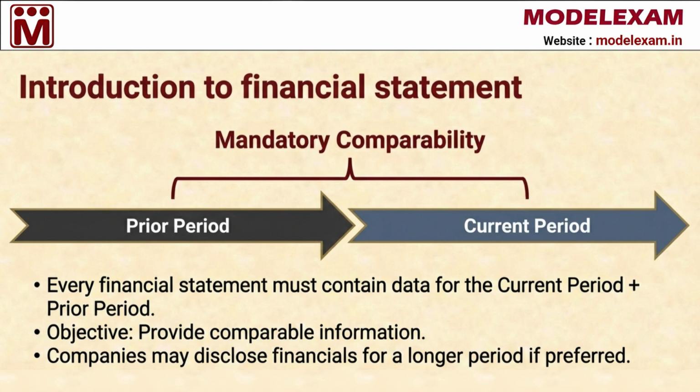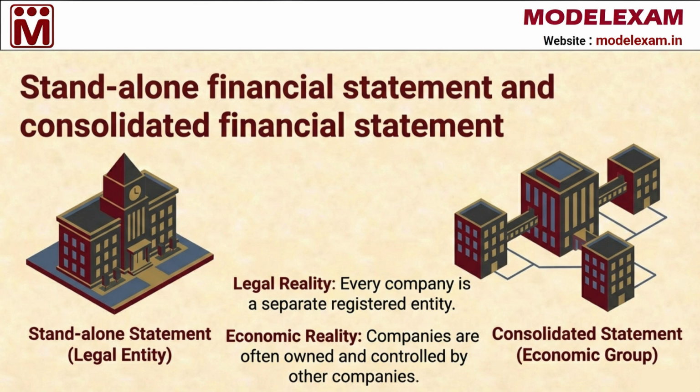That is why we have the concept of mandatory comparability. Every financial statement must contain data for the current period and the prior period side by side. The objective is to provide comparable information so you can see if the company is doing better or worse than before. While companies must show at least one prior period, they can disclose financials for a longer period if they prefer.